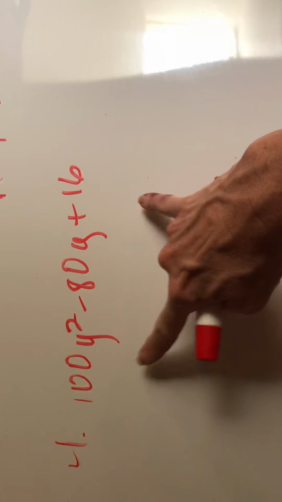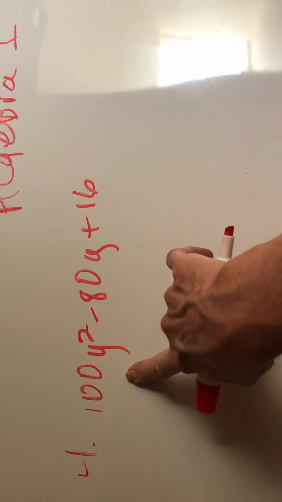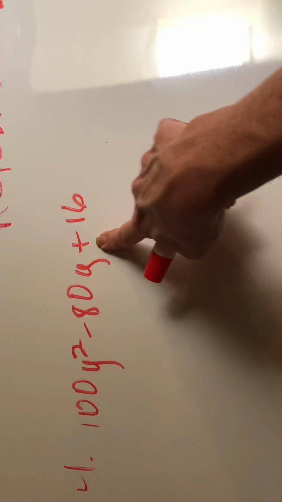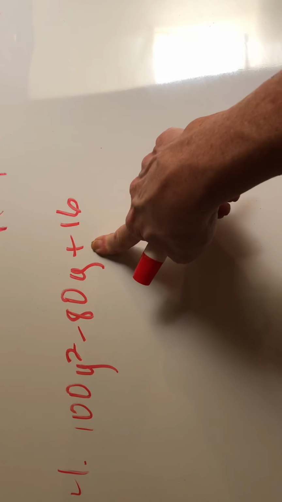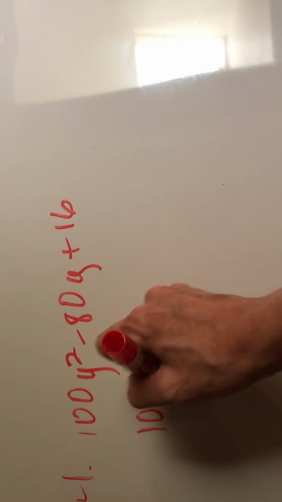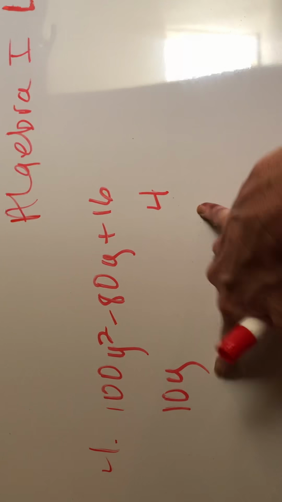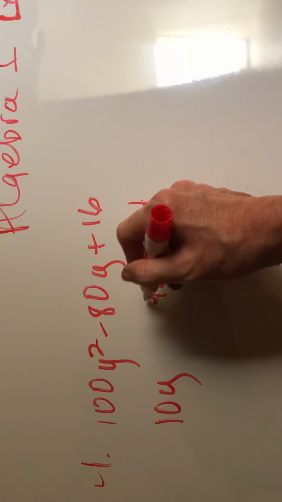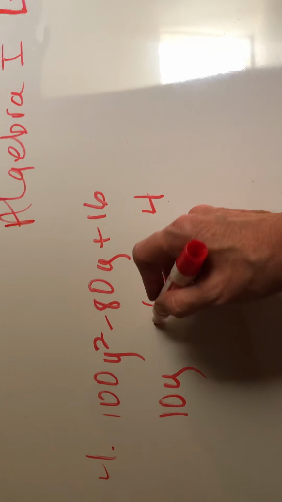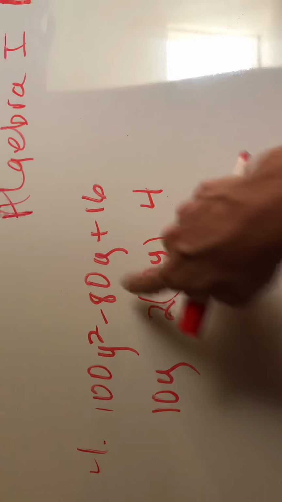So for it to be a perfect square trinomial, it's got to have 3 terms, which this does. And then the first one has to have a square root, and the last one has to have a square root. And that last sign must be a positive. If it's not, it's not a perfect square trinomial. So the square root of 100y squared is 10y. Square root of 16 is 4. Find the product, 40y. When you find that product, if you double it and can get 80, you're good. Well, we can. 40 times 2 is 80.